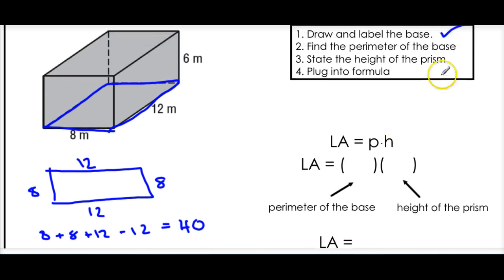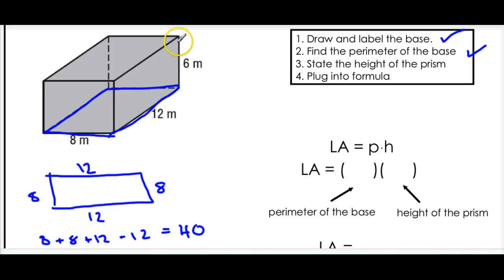Now that I know my perimeter, I'm just going to state the height. The height is just 6. All right, check. We know it's 6 meters.